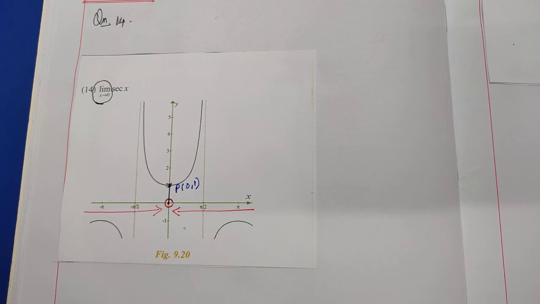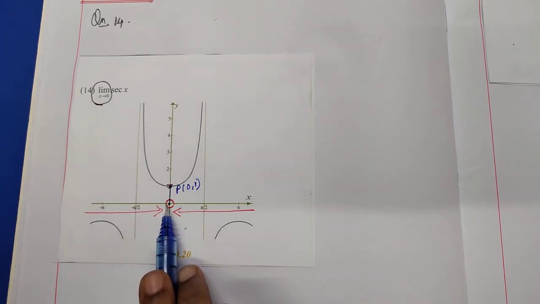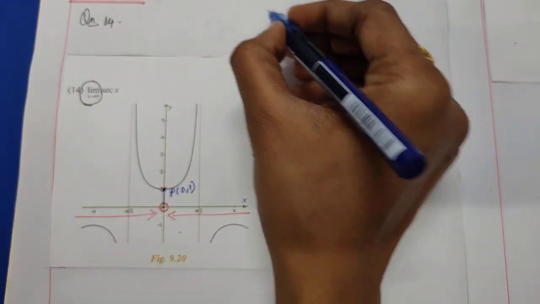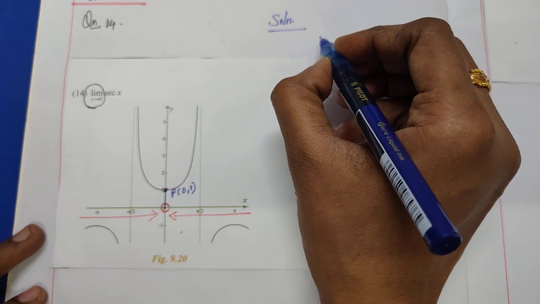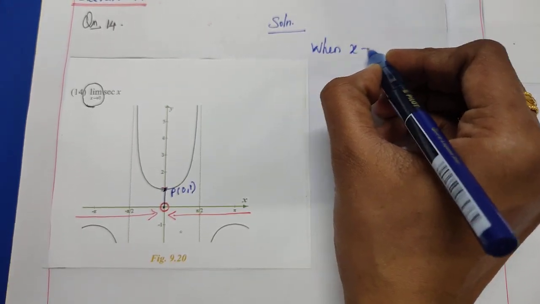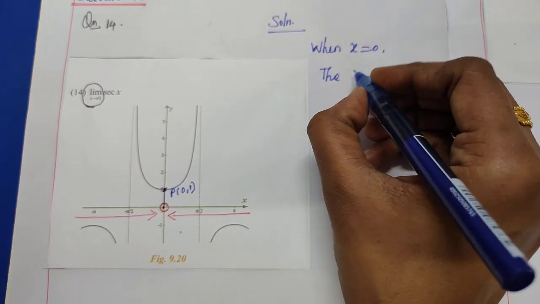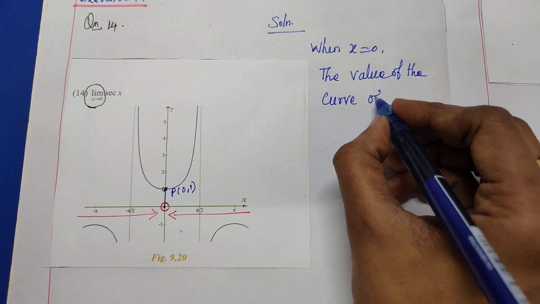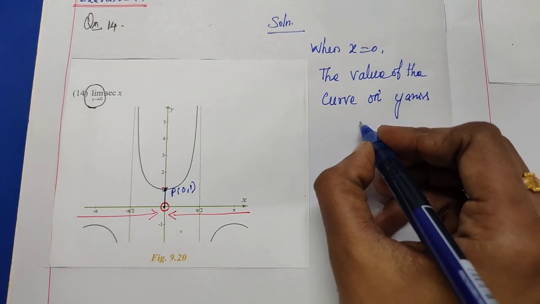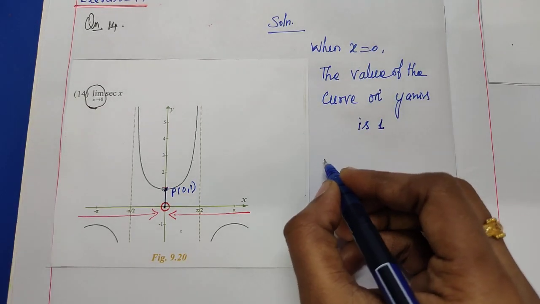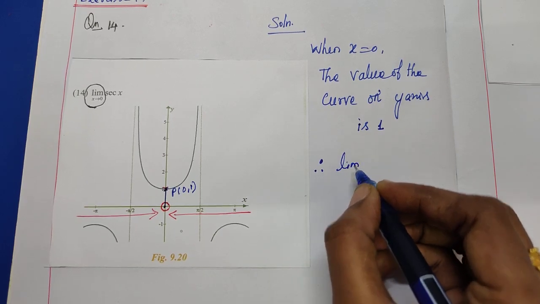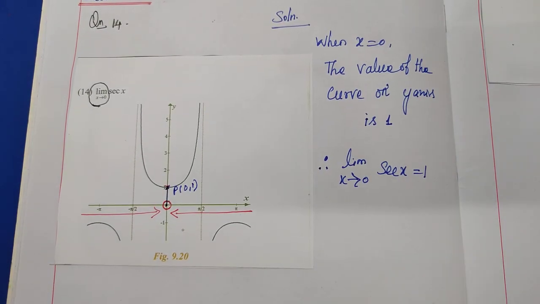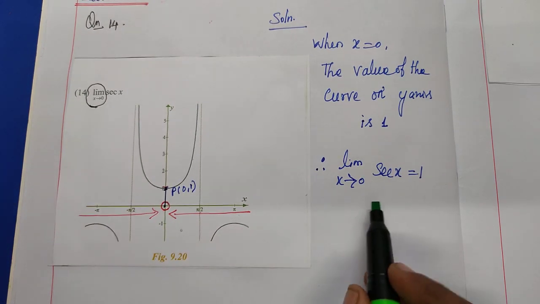And this means that when x is equal to 0, the value of the curve on the y-axis is 1. Therefore, the limit of the given question is 1. The limit as x tends to 0 of secant x is equal to 1. Therefore, the limit value of question number 14 is 1.